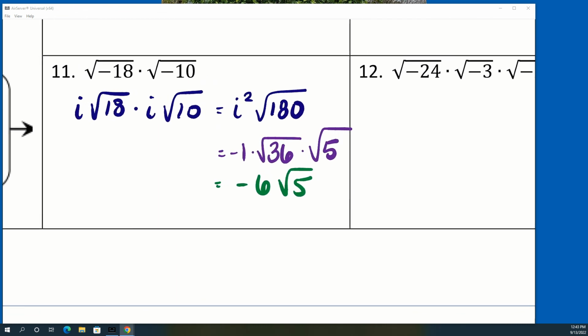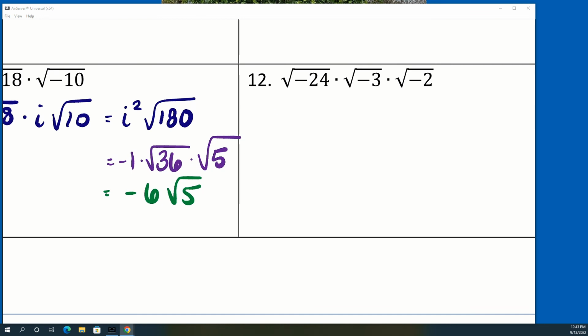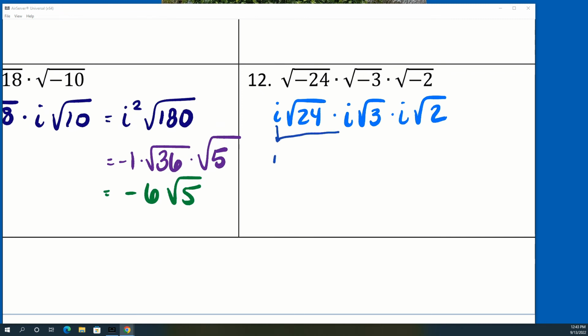All right. We're going to do one more. This is going to be another one where we have more than 2 i's. So we'll figure it out. All right. So same thing. I see that each one of these has a negative under the square root. So I'm going to pull out an i for each one. All right. So this is what I'm going to do. This might not be the best way, but I know that i times i is i squared. So I'm going to go ahead and write that as i squared.